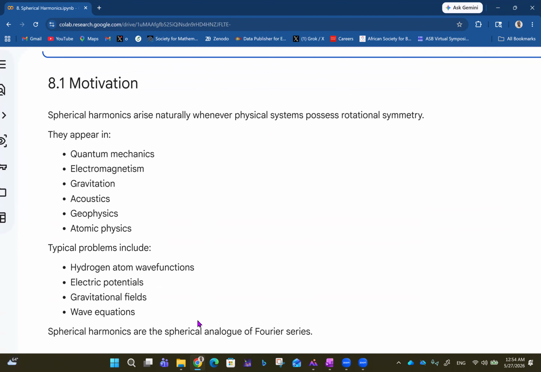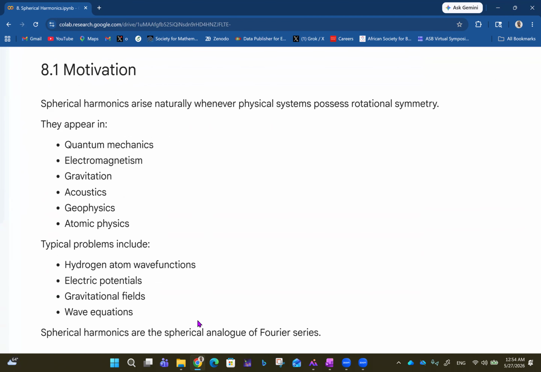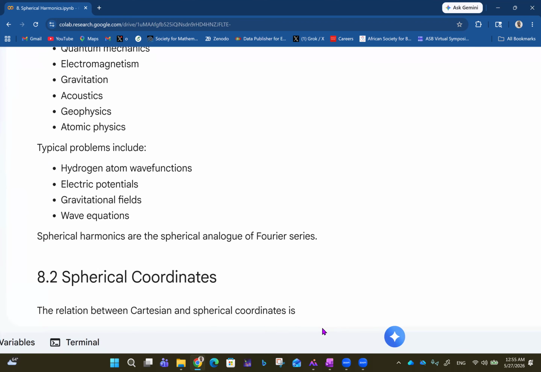So the motivation for spherical harmonics is the first one we want to see. Spherical harmonics arise naturally whenever physical systems possess rotational symmetry. They appear in quantum mechanics, electromagnetism, gravitation, acoustics, geophysics, atomic physics, and typical problems include hydrogen atom wave functions, electric potentials, gravitational fields, and wave equations. Spherical harmonics are the spherical analog of Fourier series.